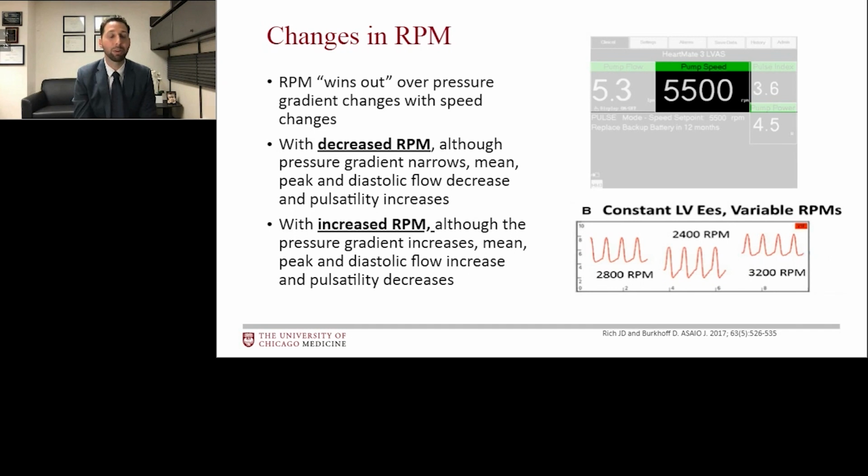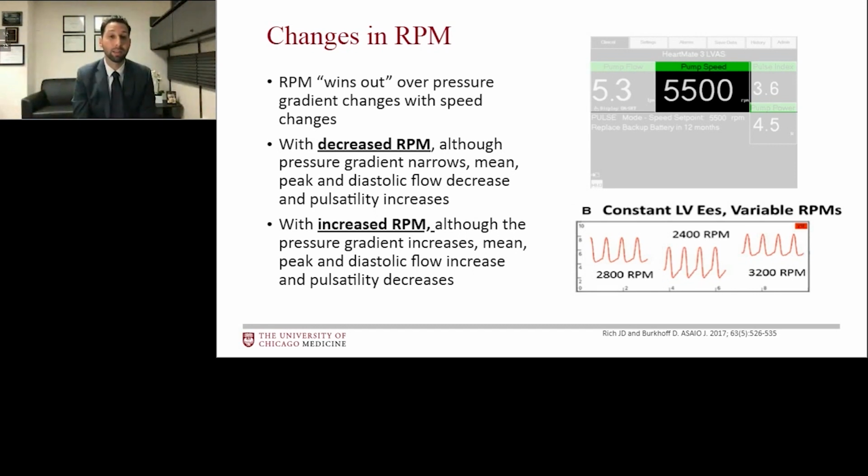So for example, if I were to decrease the rotational speed of the pump, I'm going to have less unloading of my left ventricle. And because of that, my left ventricular pressure is going to be higher, which in and of itself, if I ignore the RPM element to it, if I just raise LV pressure, that would have a tendency to increase flow. But we can't just ignore the RPM. I've decreased my RPM in this scenario here. So what wins out? Does the drop in pressure gradient win out, or does the drop in RPM win out? And the answer is RPM wins out.